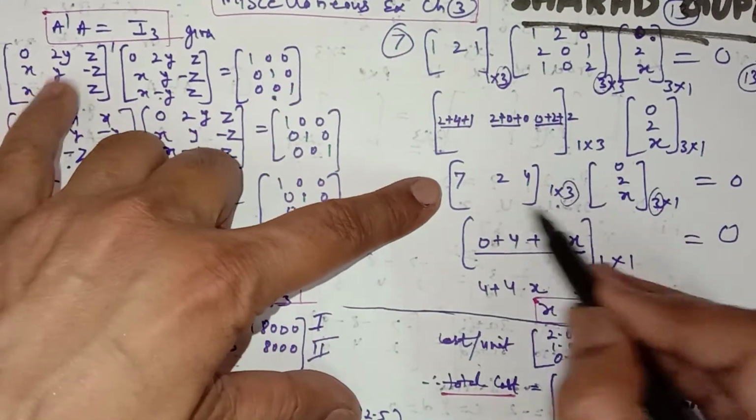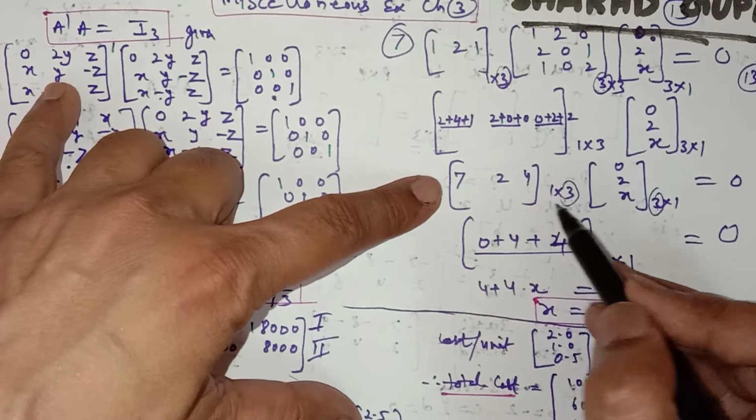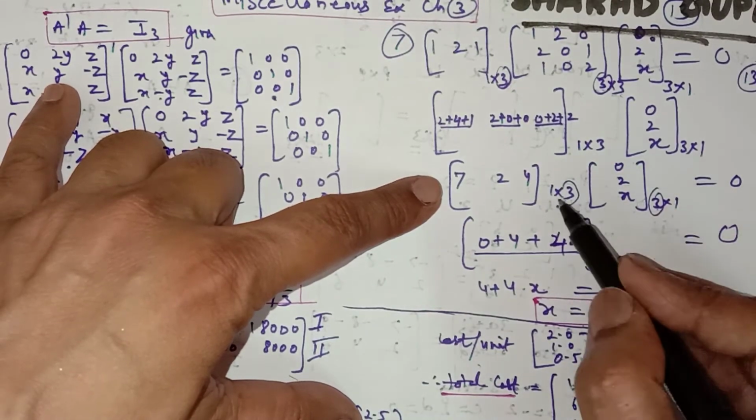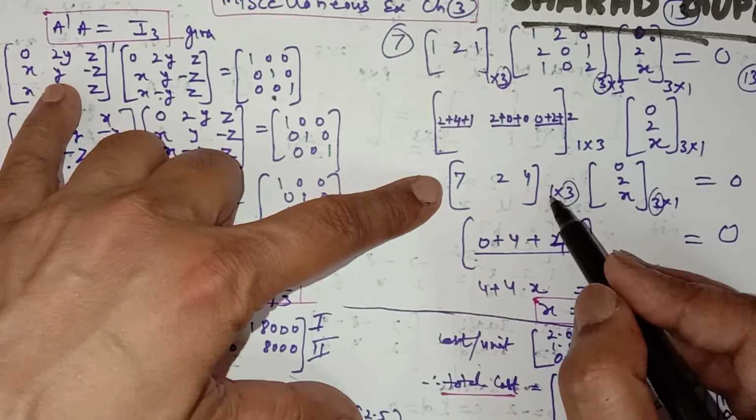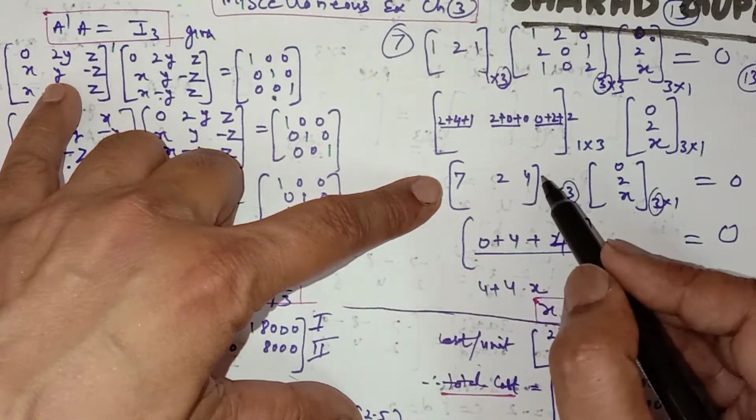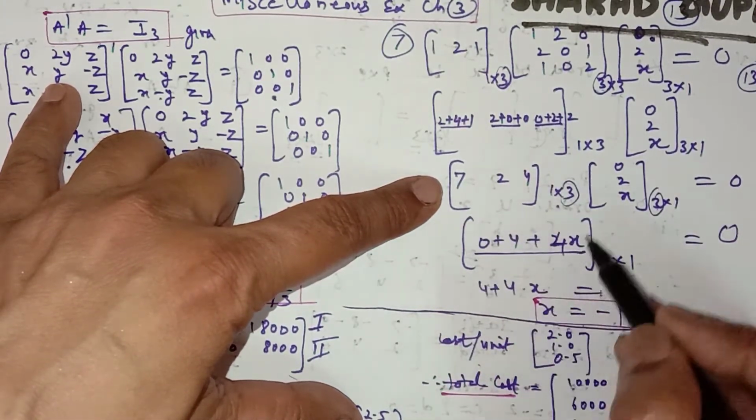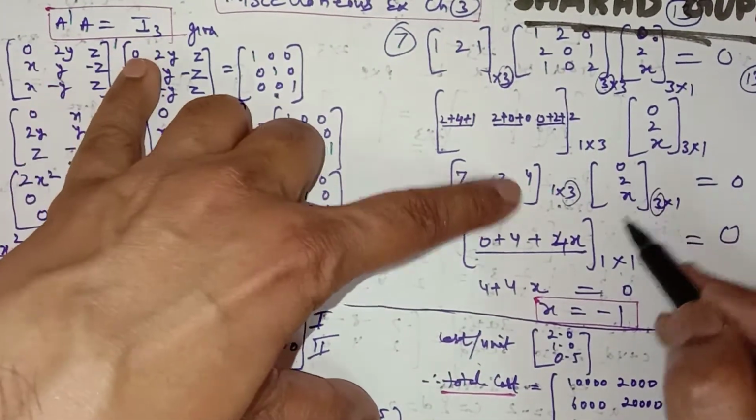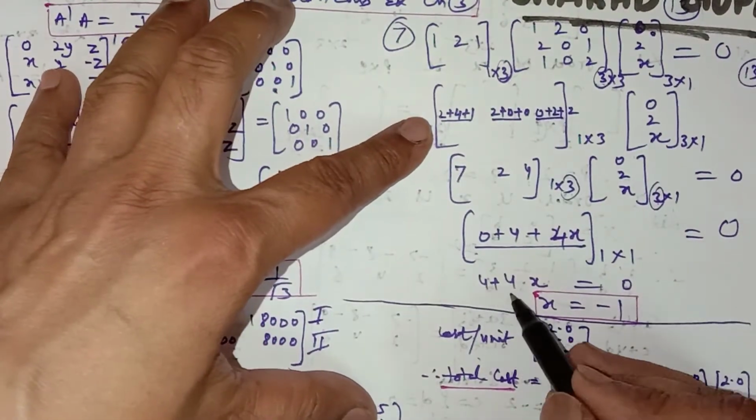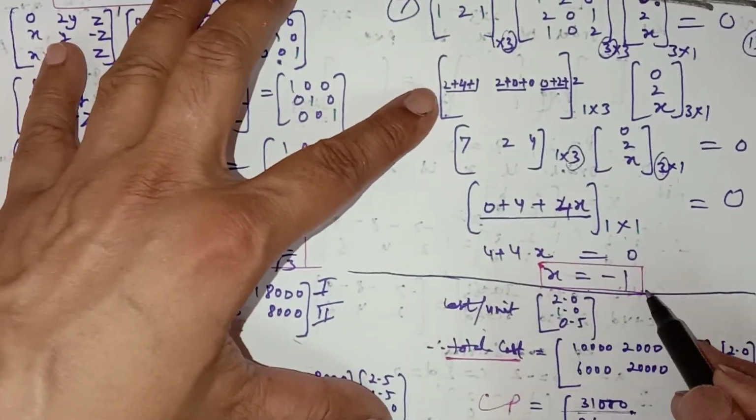Now I can multiply these two matrices also, because it is a 1 by 3 order and it is 3 by 1. So the order of the resultant matrix will be 1 by 1. That is, multiply the first row with the first column, you will get 0 plus 4 plus 4x equal to 0. So 4 plus 4x is equal to 0 and x equals minus 1.